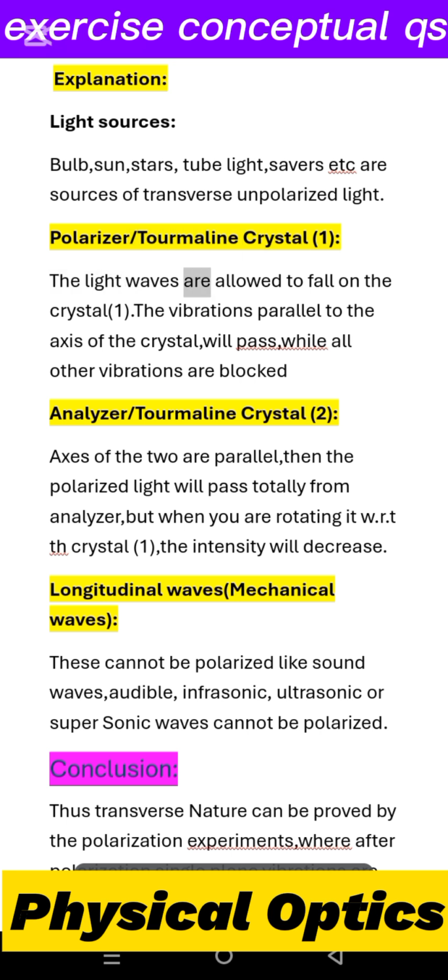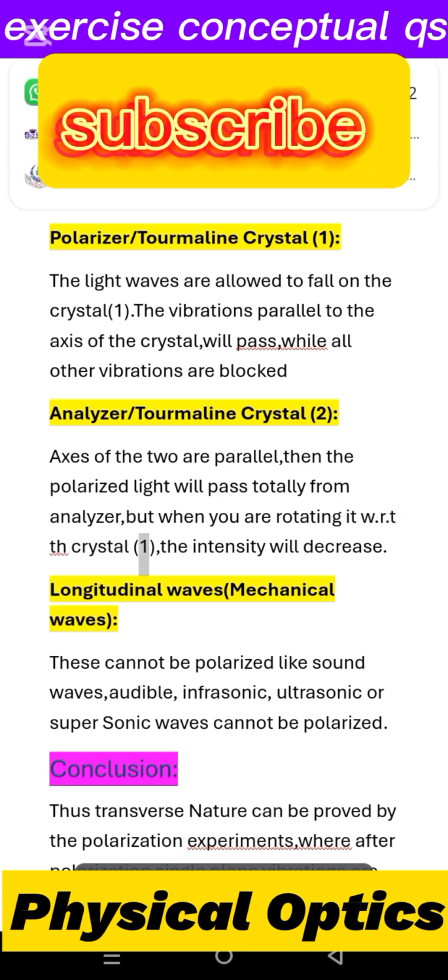The light waves are allowed to fall on the crystal. 1. The vibrations parallel to the axis of the crystal will pass, while all other vibrations are blocked. Analyzer, tourmaline crystal, 2. If the axes of the two are parallel, then the polarized light will pass totally through the analyzer, but when you rotate it with respect to the crystal 1, the intensity will decrease.